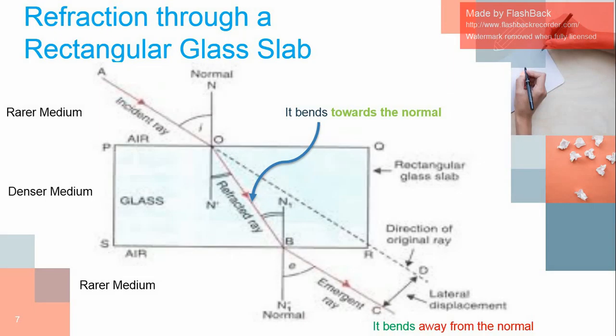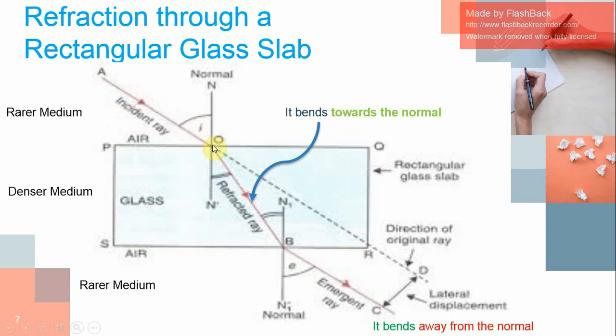Now we discuss refraction through a rectangular glass slab. See here P, Q, R, S, just consider it as a glass slab. Light travels from rarer to denser. Above the glass slab we consider the rarer medium, and below the glass slab it is also the rarer medium. Light travels from A to O. This is the incident ray, this is the normal to the plane, and this is the angle of incidence. The angle between the incident ray and the normal is called the angle of incidence.